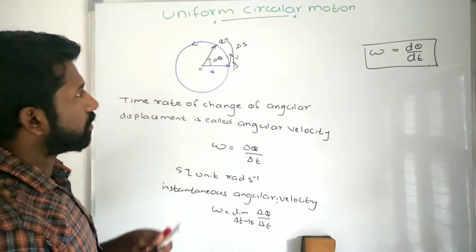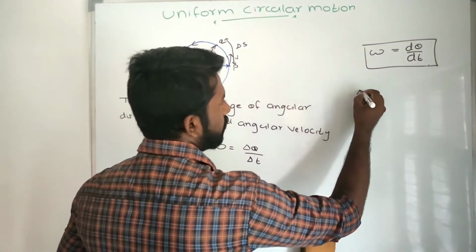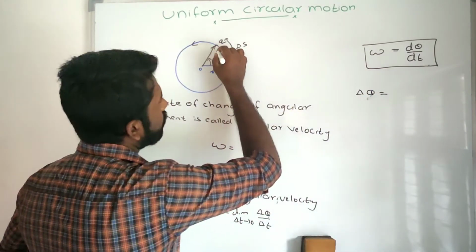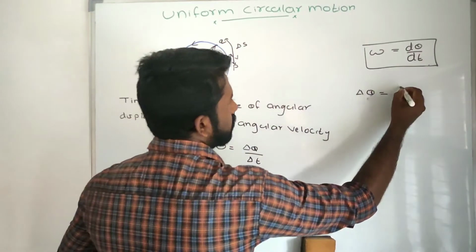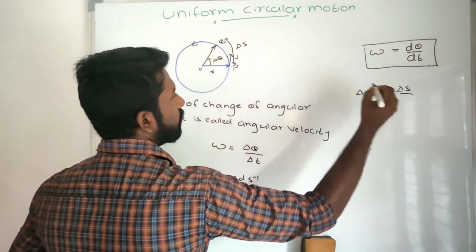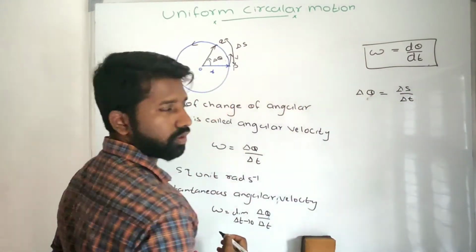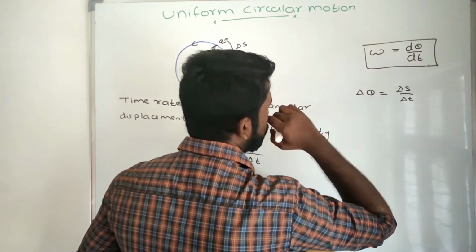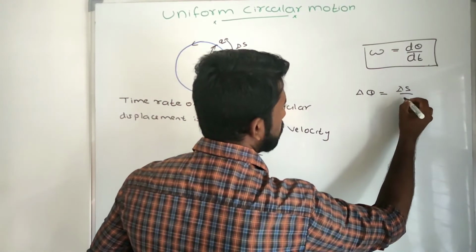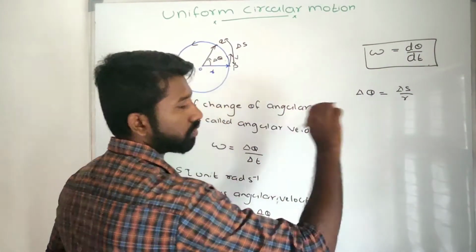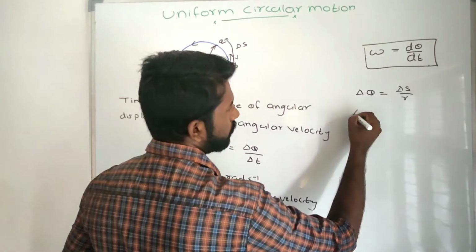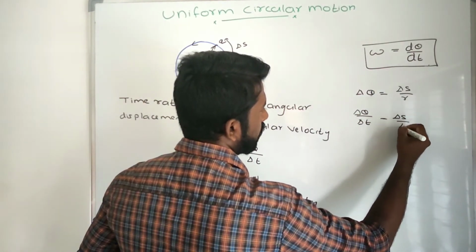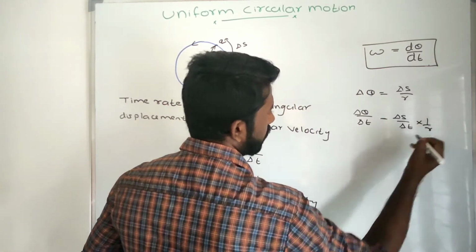So here, what about the angle? That is the angular displacement. Delta theta is equal to the arc length delta s divided by r. Now I am going to divide both sides by delta t. So delta theta divided by delta t is equal to delta s divided by delta t into 1 by r.